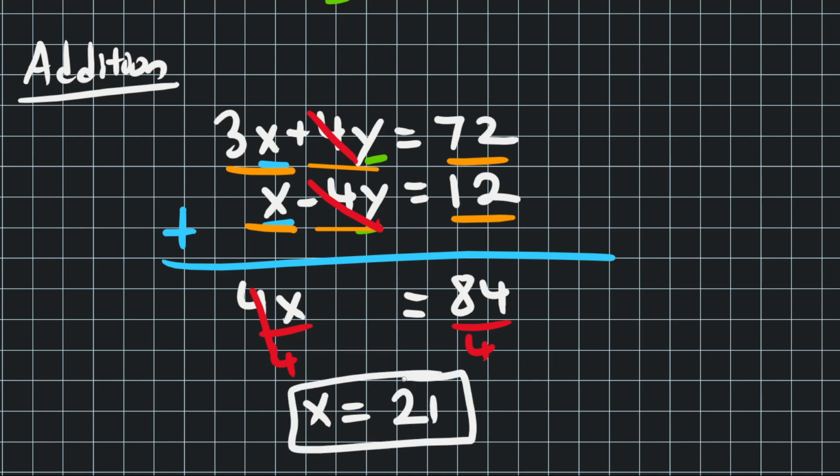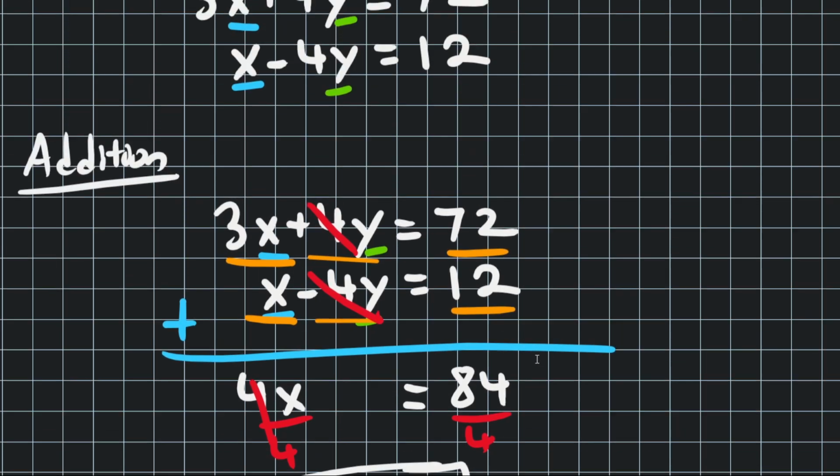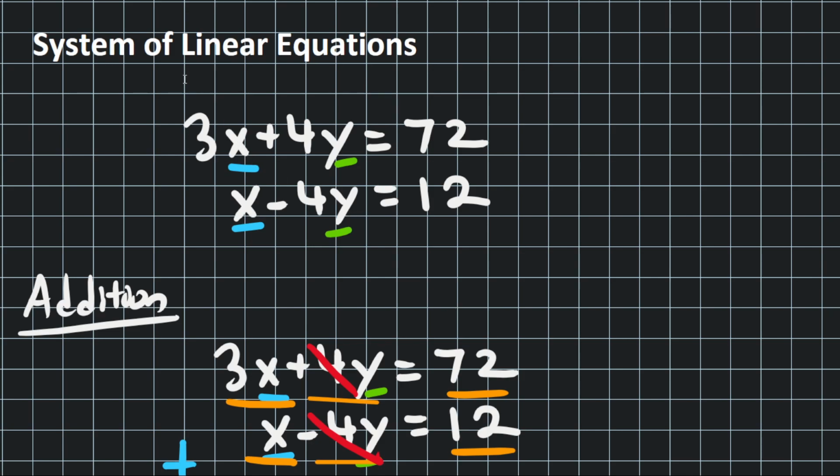So we've solved for x, but we're not done yet. Now we have to solve for y. And how we're going to do this is we are going to substitute 21 for x. So we know x equals 21. We are going to substitute it in any one of these equations. We can pick this first one or the second one. It doesn't matter. You'll come out with the same answer either way. But just for the sake of simplicity, I'll pick this second one over here.